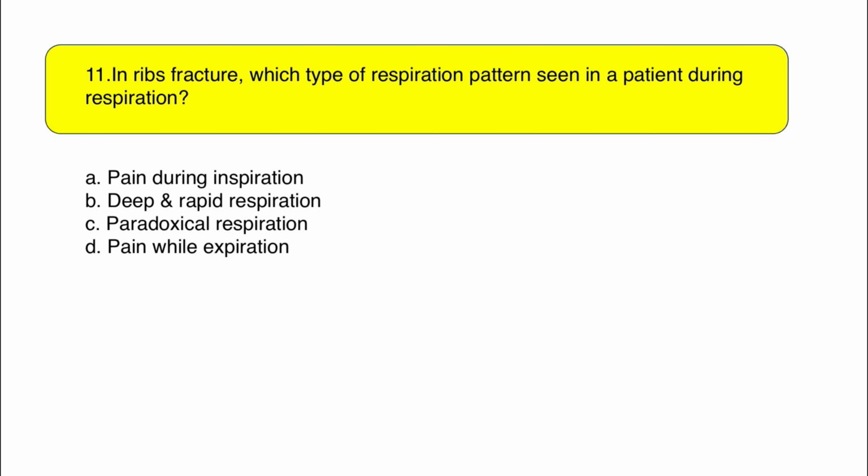Question number 11. In rib fracture, which type of respiration pattern is seen in a patient during respiration? Option A, pain during inspiration. Option B, deep and rapid respiration. Option C, paradoxical respiration. And option D, pain while expiration. The right answer is option C, paradoxical respiration.